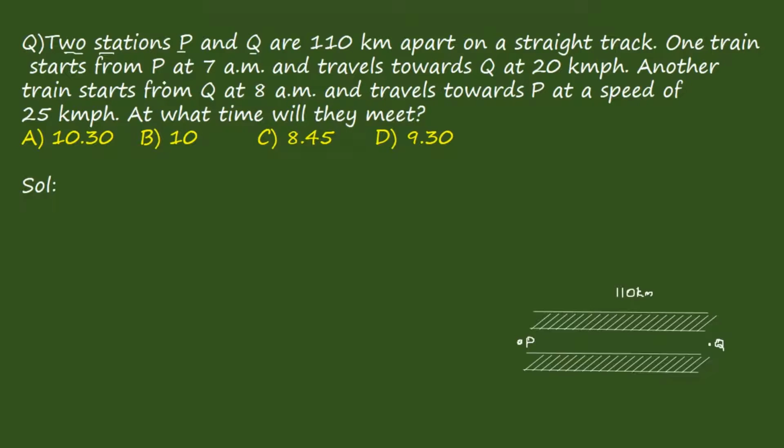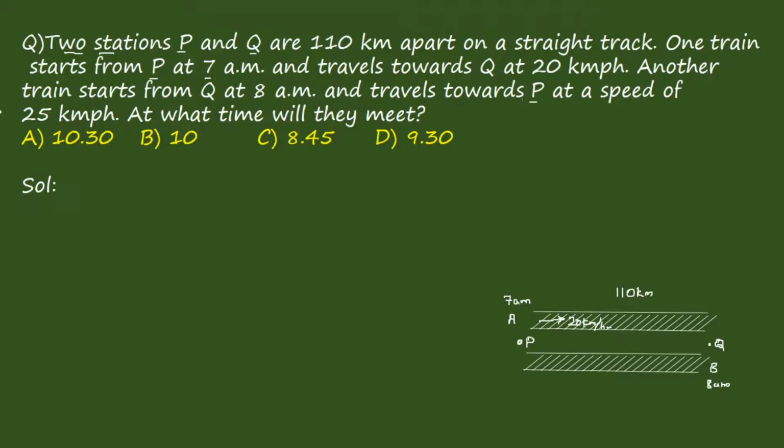One train starts from P at 7 a.m. If you consider train A, it starts at 7 a.m. towards Q at 20 kilometers per hour. It is moving towards Q at 20 kilometers per hour. The other train starts from Q at 8 a.m. So if you consider another train B, it starts at 8 a.m.